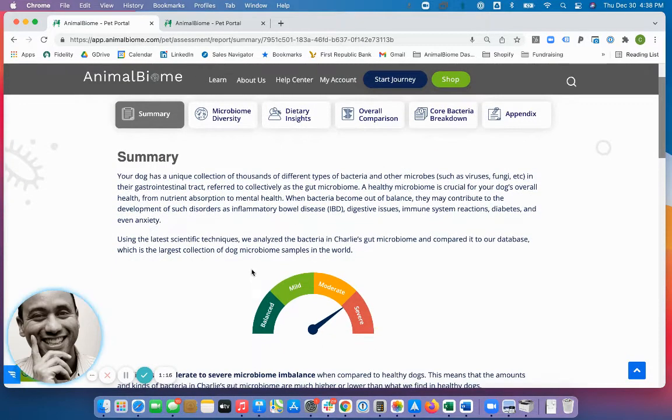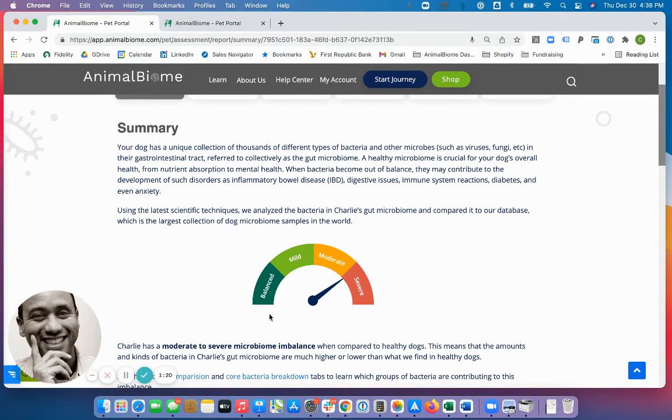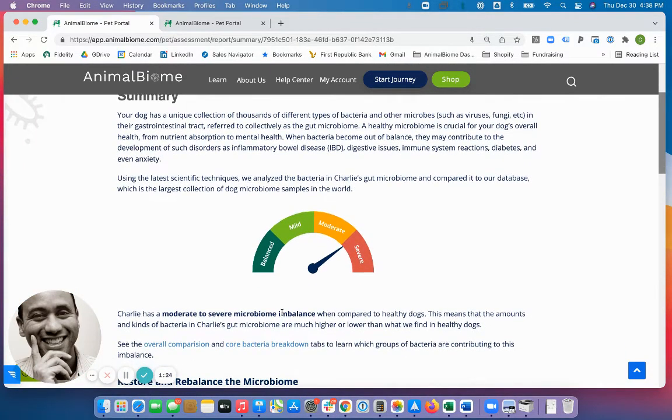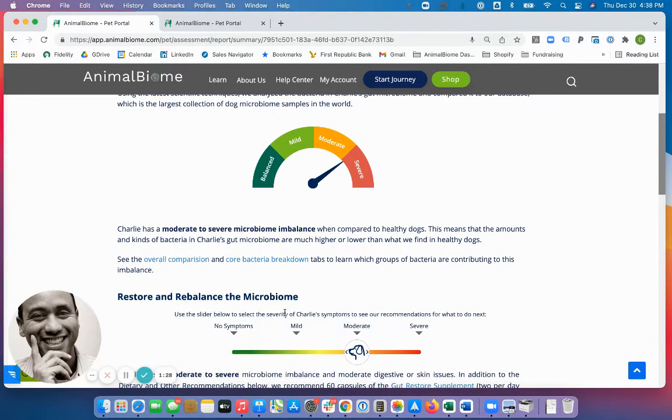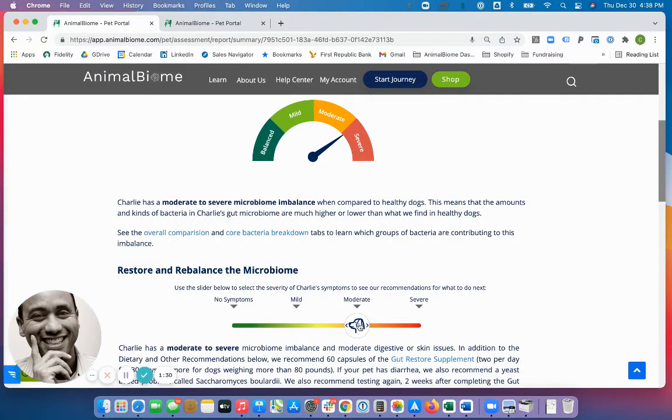At the top, we have this speed dial that gives an overall assessment of Charlie's microbiome and how it compares to our healthy reference set. One very important thing to do when you get to this page is to describe the severity of your pet's symptoms by using this handy slider bar.